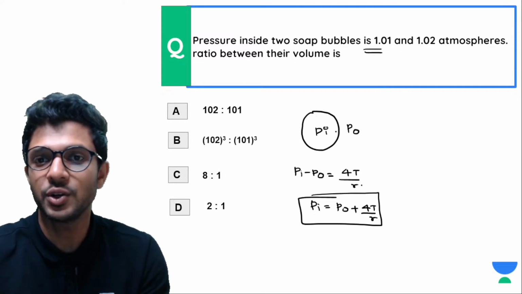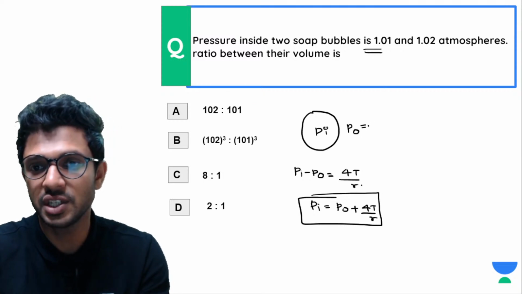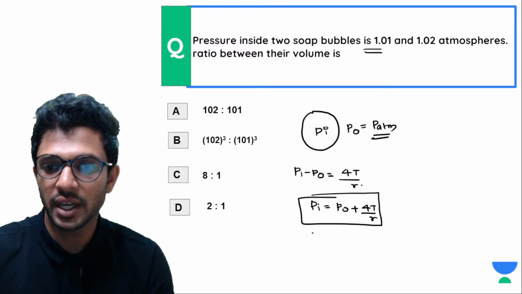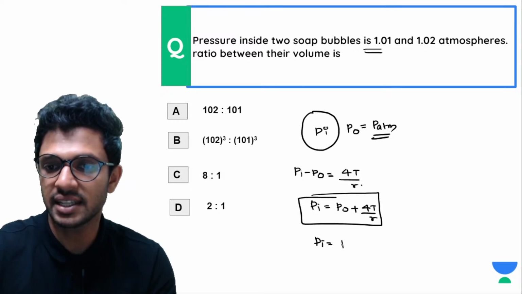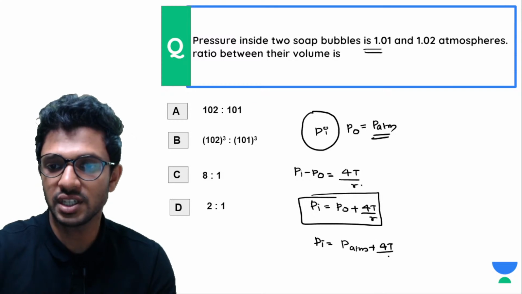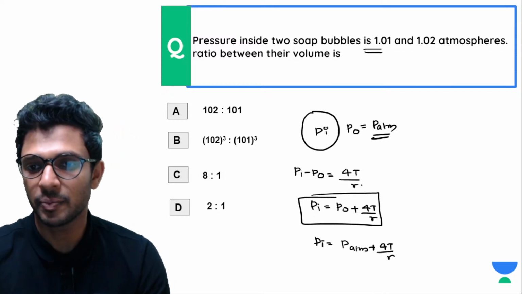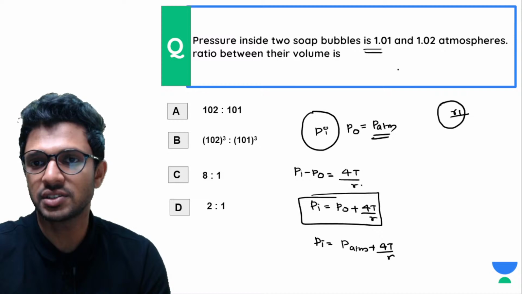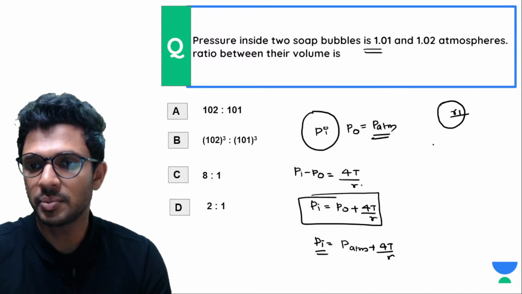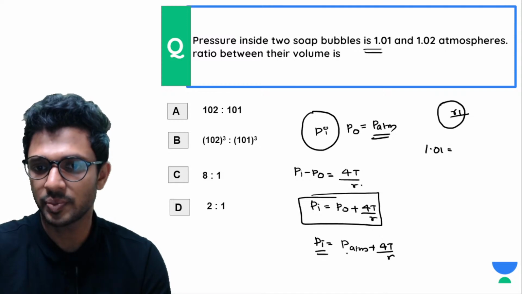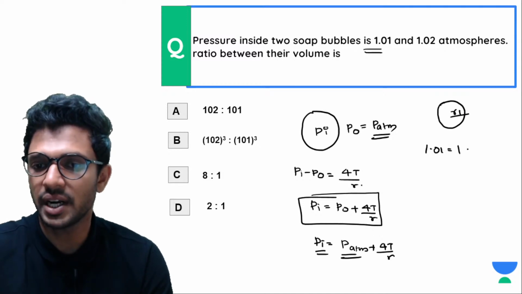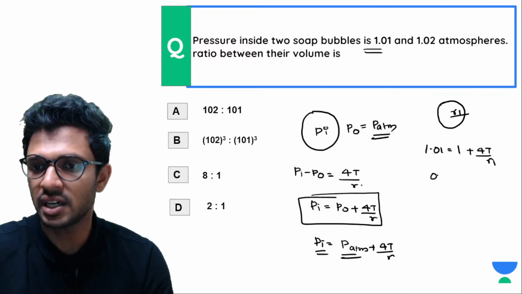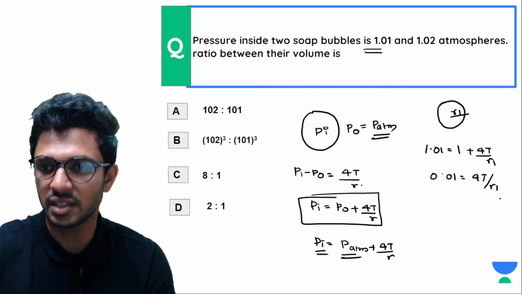Yes or no? Now we know that all these soap bubbles are kept in the atmosphere, so the outside pressure will be equal to atmospheric pressure without any doubt. So again I'm going to make a change for P inside, that is P atmosphere plus 4T divided by R. Now let us take the case of the very first bubble with radius R1. What is the inside pressure? 1.01. So I substitute Pi for the first one: 1.01 is equal to P atmosphere, which is 1 atmosphere, plus 4T divided by R1. 1.01 minus 1, how much? 0.01 is equal to 4T divided by R1.